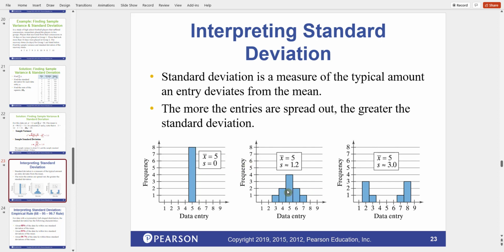Whereas in the second graph, the mean is still 5, but we have different data values. So this has a spread here, and the sample standard deviation is 1.2. This last one also has a mean of 5, as you can see, but the data is more spread out. The sample standard deviation is 3.